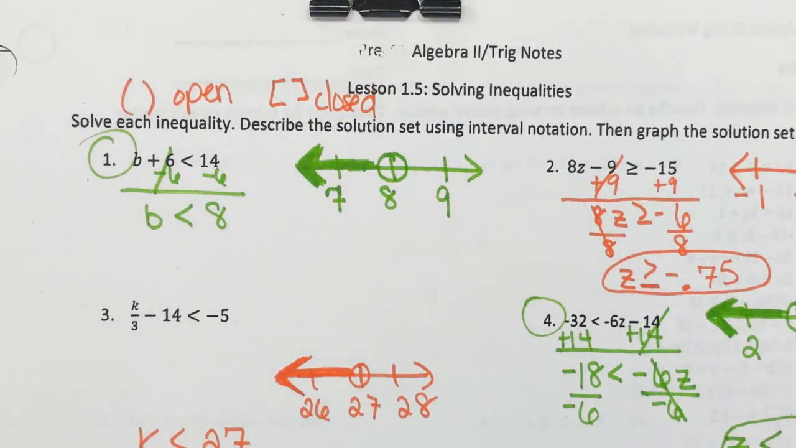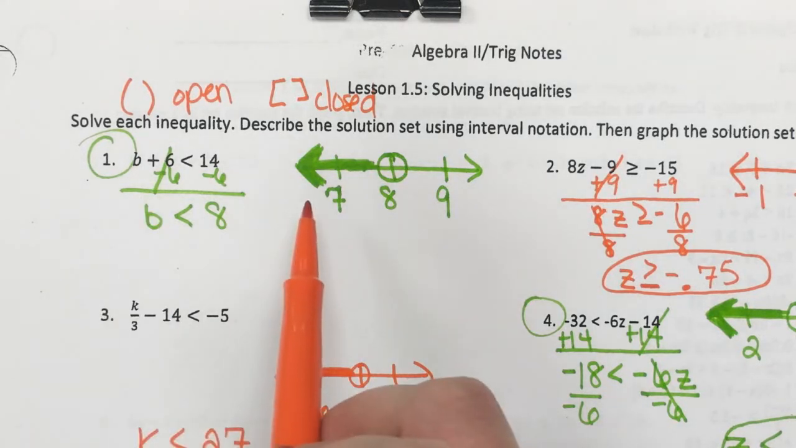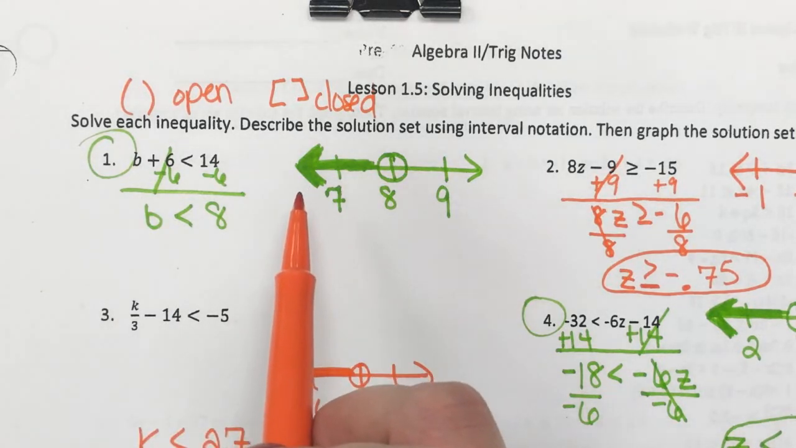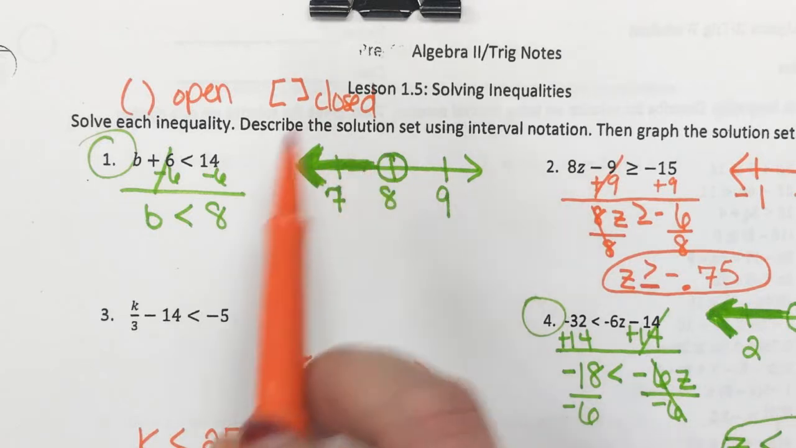All right, so if it's open, you use parentheses. If it's closed, you use brackets. Y'all okay? Did you finish this? Okay. All right, let's look at number 1. How do you read a book, guys? From which way to which way? Left to right. Okay, you read this graph the same way.